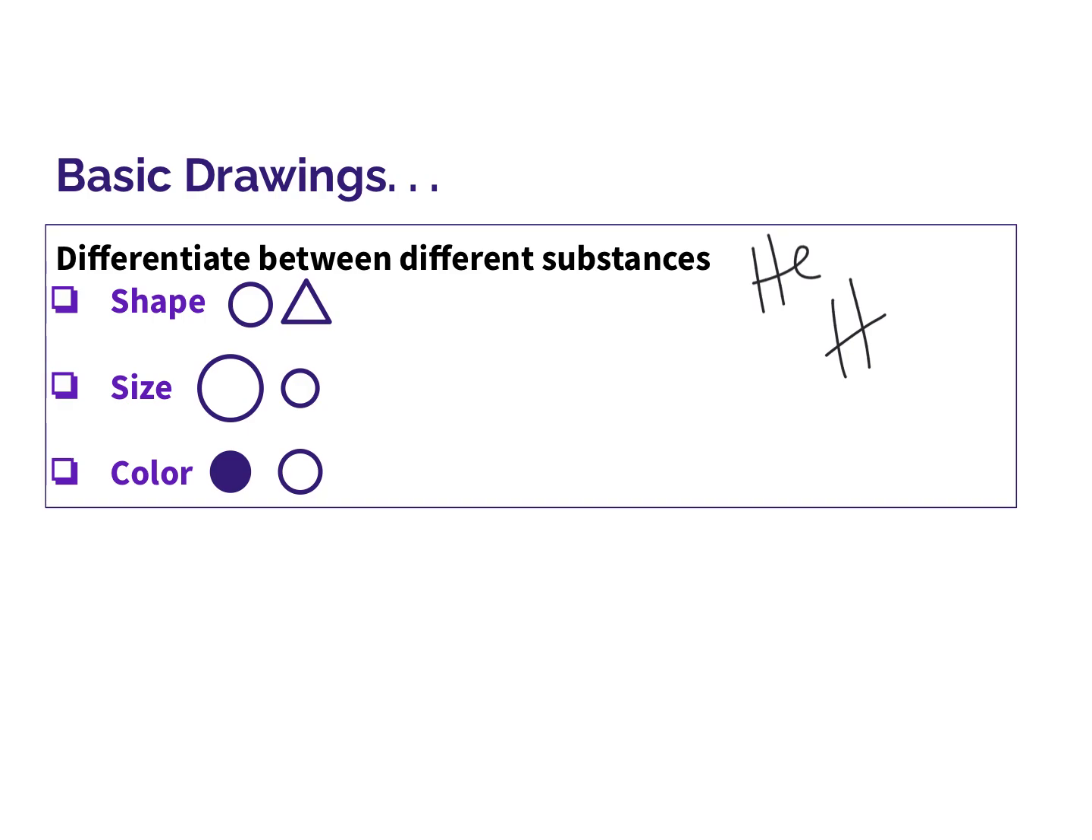The way that we do that, we can change the shape. So we could do circles or triangles. We could change the size to show that we have two different substances, or we can change the coloration and the pattern that we're filling in. And by doing that, we can differentiate between all the different things we're trying to draw in these drawings.